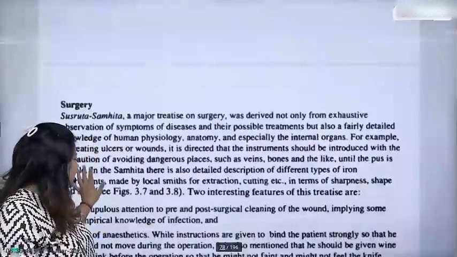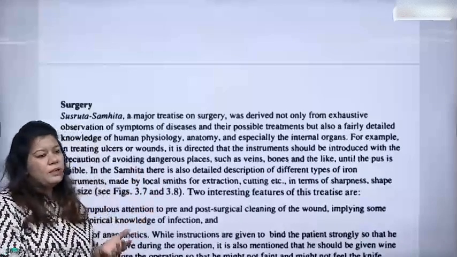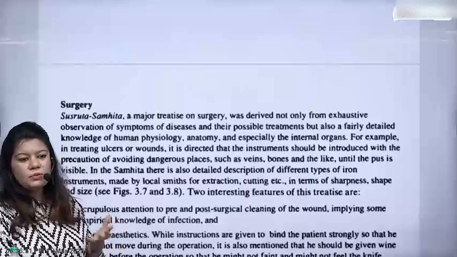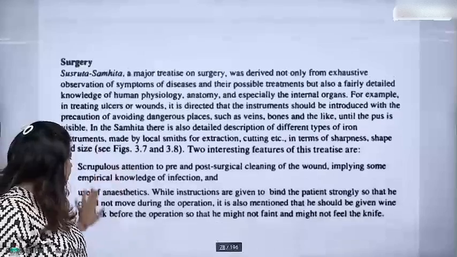Just have this understanding that these texts were written long before. Sometimes what happens when we read through NCERTs, we don't get to know and understand like this. That's why this is important.